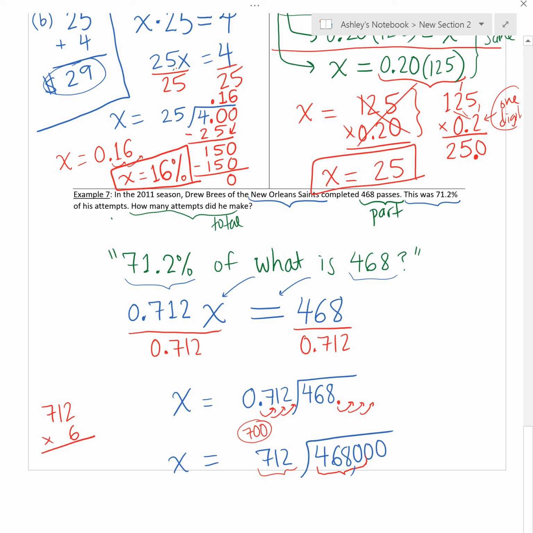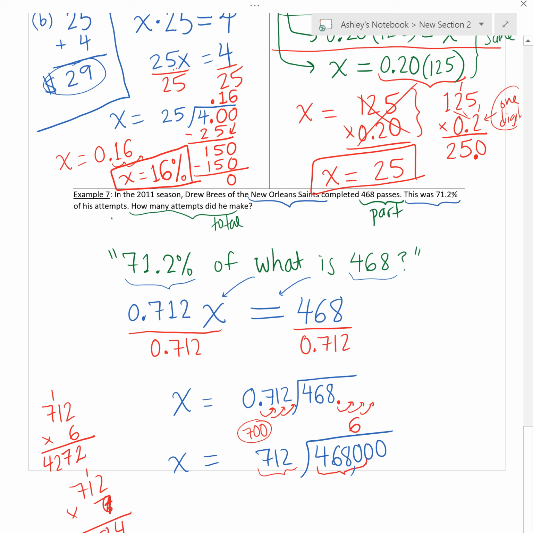6 times 2, okay, that's 12. 6 times 1 is 6, plus 1 is 7. 6 times 7 is 42. Yeah, I feel like that's as close as we're going to get. I think if I do 712 times 7, that'll be something too large. Maybe just try it, just to be safe. Times 7. 7 times 2 is 14. 7 times 1 is 7, plus 1 is 8. 7 times 7 is 49. Yep, that's too big. Must be 6.